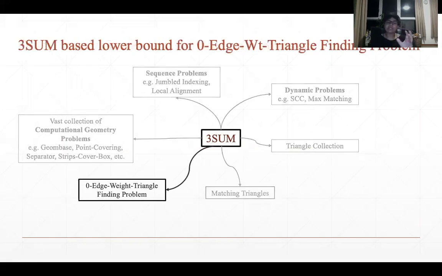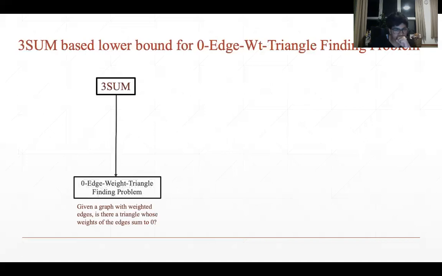But let me slightly zoom in and give you a flavor of what these reductions look like. Okay. So let's pick this reduction from threesome to the zero edge weight triangle finding problem. We have this threesome problem, which we have already defined, and we have the zero edge weight triangle finding problem.